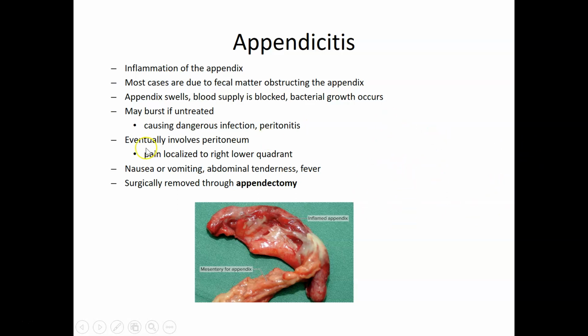Other signs of progressing appendicitis are nausea or vomiting, tenderness in the abdominal region, especially the lower right abdominal region, fever, and lower right pain. So appendicitis that's progressing is treated by removal of the appendix, appendectomy. Here is shown in the slide an inflamed appendix after surgical removal.